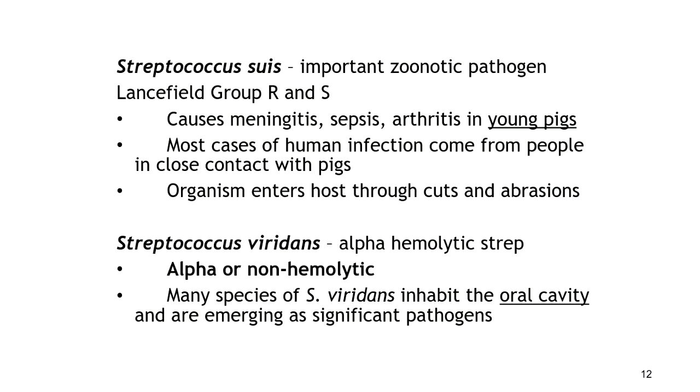Streptococcus viridans, V-I-R-I-D-A-N-S. This is an alpha hemolytic strep, alpha or non-hemolytic, so it doesn't really do much to that blood agar. Many species of Streptococcus viridans can inhabit our oral cavity, and it tends to be emerging as a significant pathogen because it is there in the oral cavity.